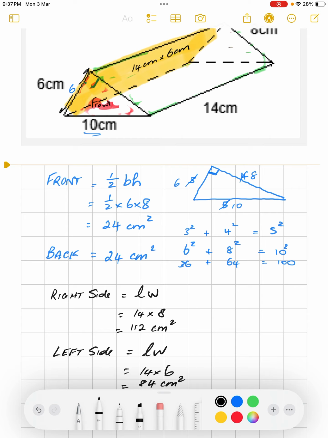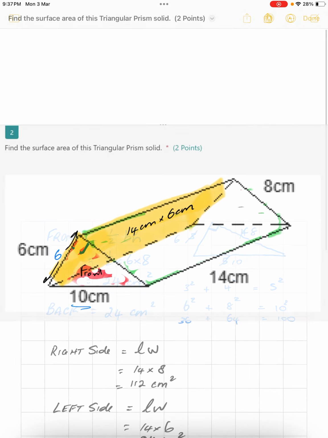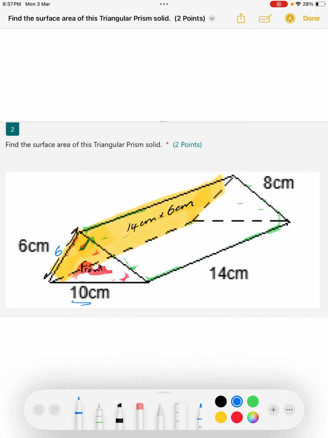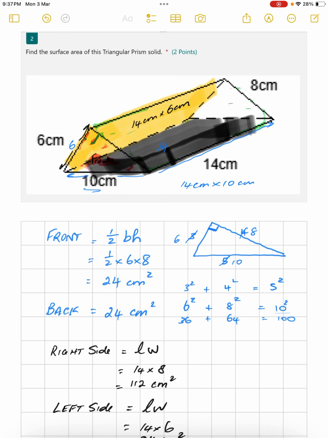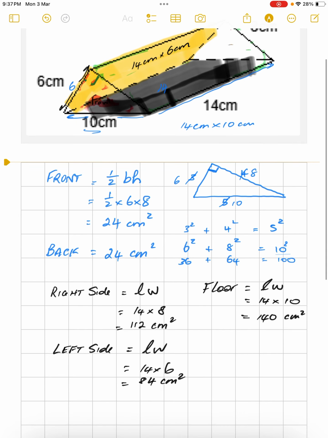We've got one more surface to do, and that is the floor area. So we've got that floor area, and that was 14 centimeters this way and 10 centimeters that way, so it's 14 centimeters times 10 centimeters, and that would be the floor. So the floor, length times width, 14 times 10, so it's 140 square centimeters. That's it. We got all 5 areas.